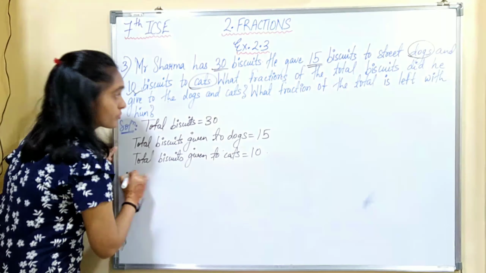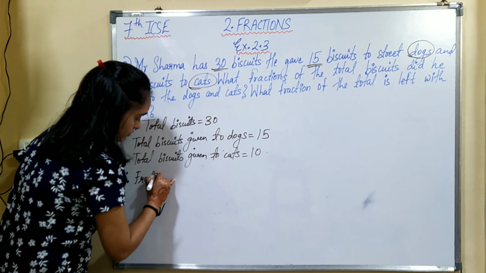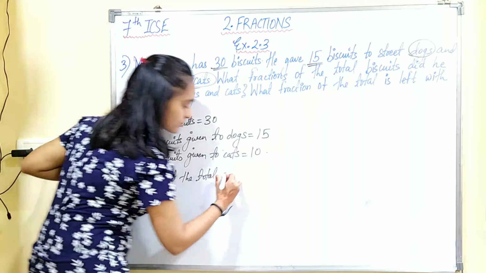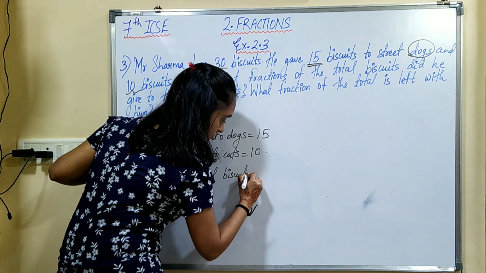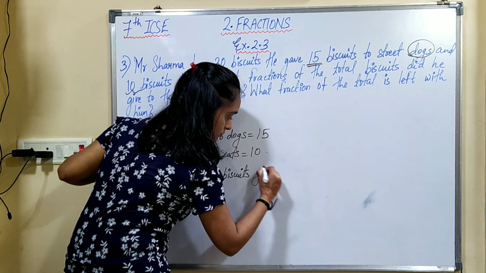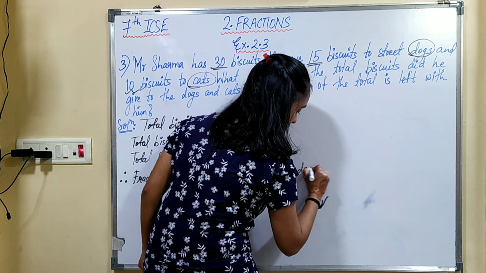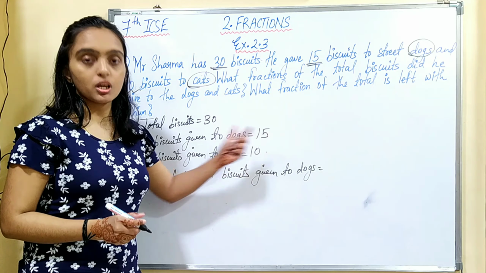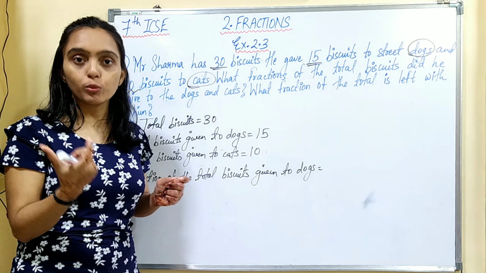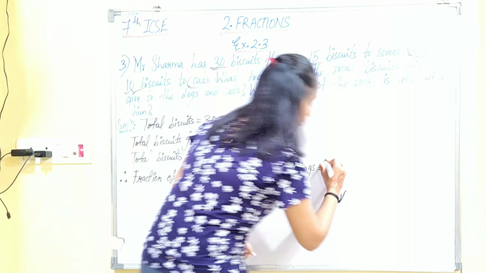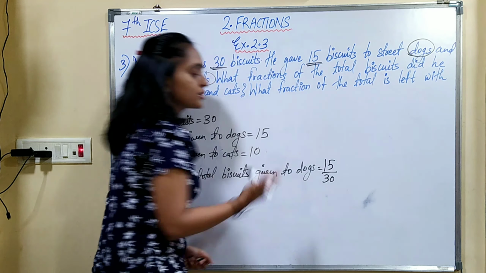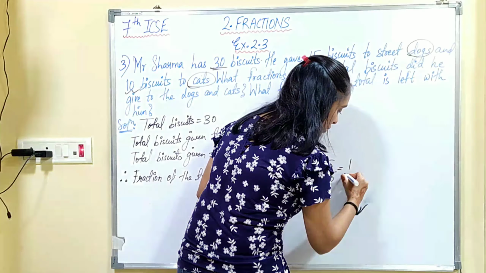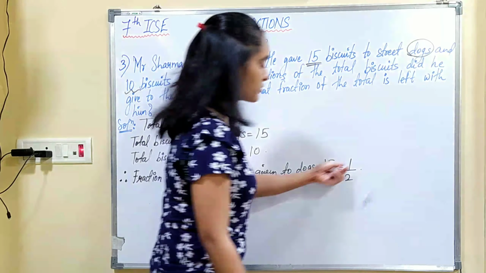So therefore, the fraction of the total biscuits given to dogs will be, there were total 30 biscuits. Out of them he gave 15 to the dogs. So that is number of biscuits dogs have upon total number of biscuits. So it will be 15 upon 30. So after simplifying this, you will get both the numerator and the denominator are divisible by 15. So 15 ones are 15 upon 15 twos are 30. So the required fraction will be 1 upon 2.